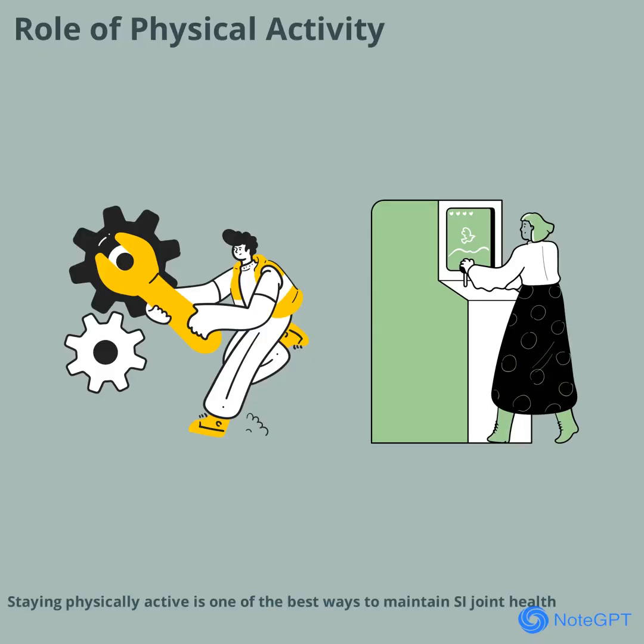Staying physically active is one of the best ways to maintain SI joint health. Regular exercise strengthens the muscles that support the pelvis and spine, improving stability and reducing the risk of injury. Activities like walking, swimming, and targeted strength training are particularly beneficial. For those recovering from SI joint injury, gradual return to activity under professional guidance ensures safe and effective rehabilitation.